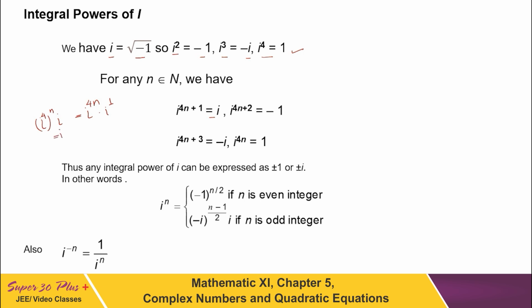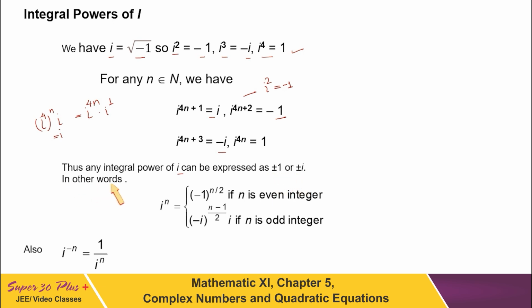So you can write iota to power 4n plus 1 is equal to iota, and similarly iota to power 4n plus 2 is equal to minus 1, because it is equivalent to iota square, that is minus 1, and iota to power 4n plus 3 is equivalent to iota cube, it is minus iota, and iota to power 4n is equal to 1, which is equivalent to iota to power 4. Thus, any integral power of iota can be expressed as plus minus 1 or plus minus iota.